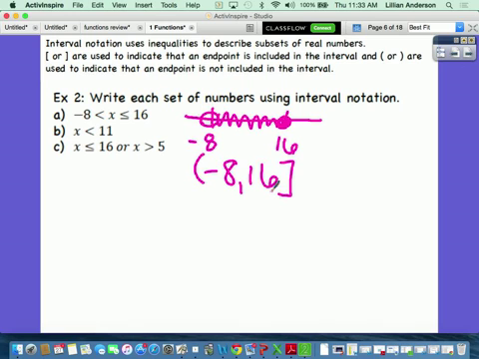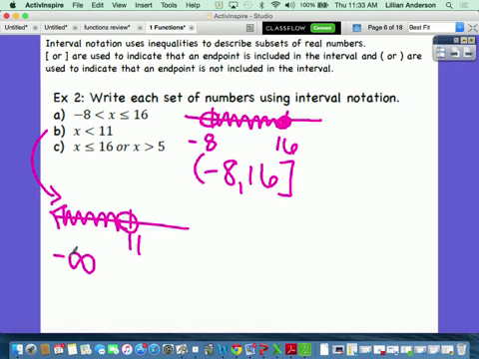Okay? And it works for all of them. You can do it that way. Here, B, X is less than 11. You have 11. Is it an open circle or a closed circle? Open. And I'm shading left or right? Left. So in interval notation, what number is all the way to the left? Negative infinity. So it's parenthesis, negative infinity, comma, 11, parenthesis.